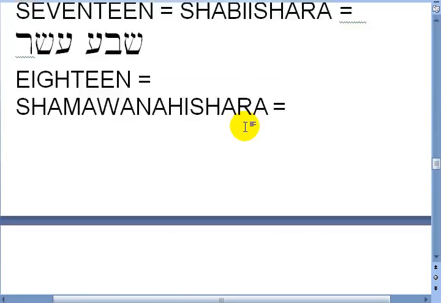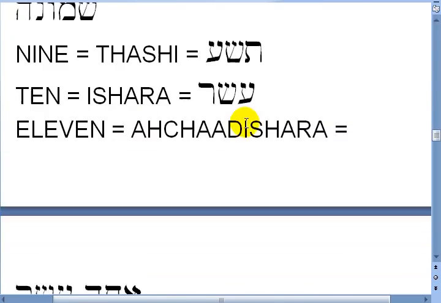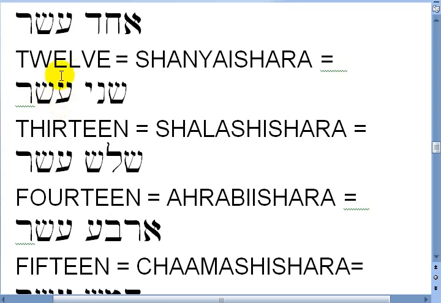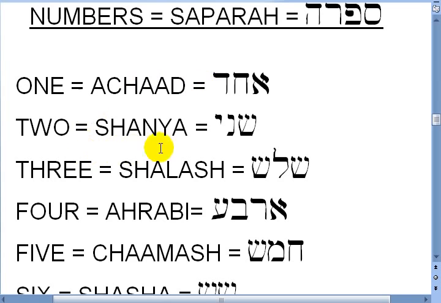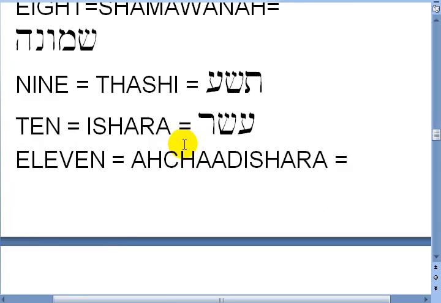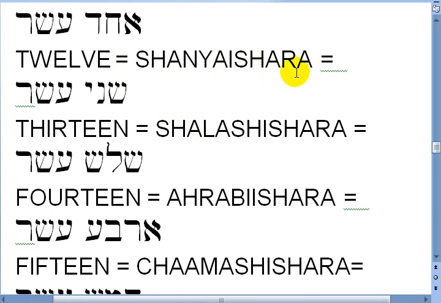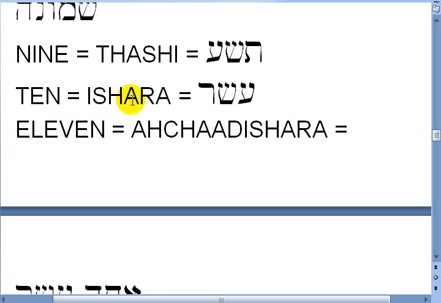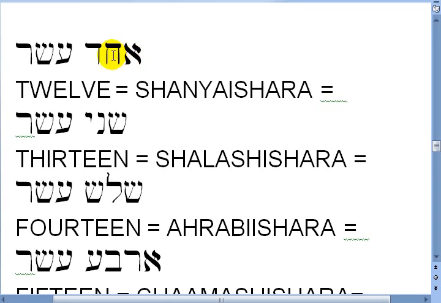Now, I was telling you before, I'll go back to number 11. Actually, let me do 12 since they're together. 12, Shanya Aishara. Shanya is 2, Aishara is 10, as you can see here. So you add the number 2 and then the number 10, which makes 12. The same way you build 11, the number 1 and the number 10.